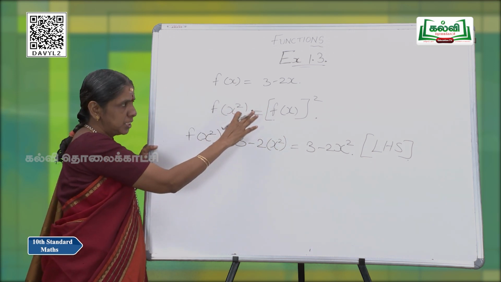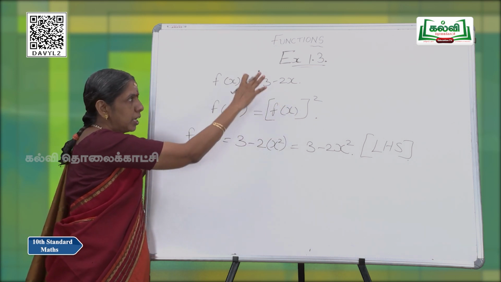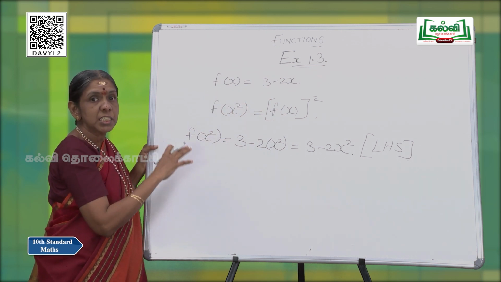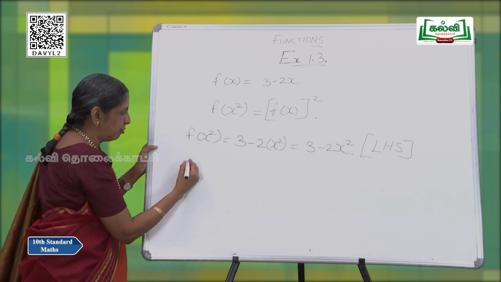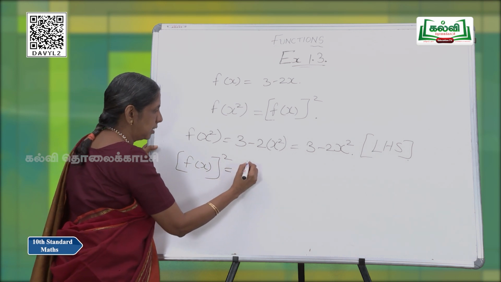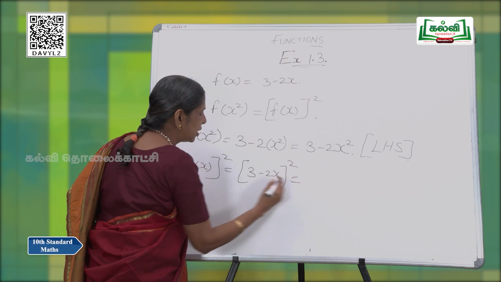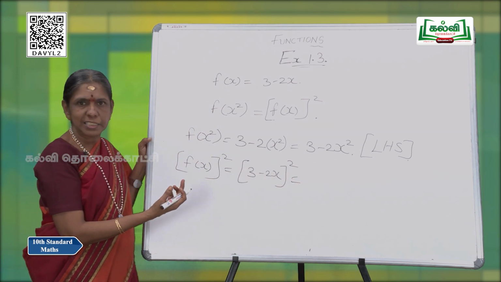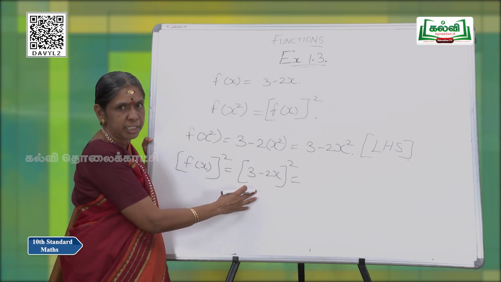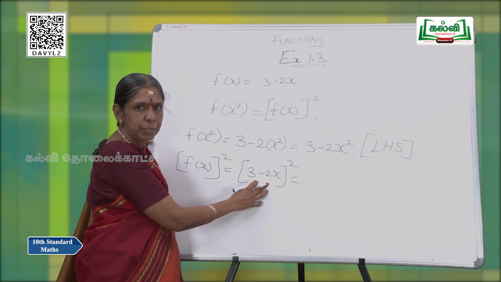When you are reading it, you read it like this, only then you will get the meaning, f of x the whole squared. What is f of x? 3 minus 2x. That means, it is 3 minus 2x the whole squared. For 3 minus 2x the whole squared, we can use the algebraic identity, a minus b the whole squared, that you have to be thorough with. A minus b the whole squared is equal to a squared minus 2ab plus b squared.